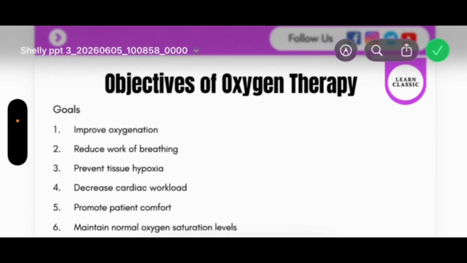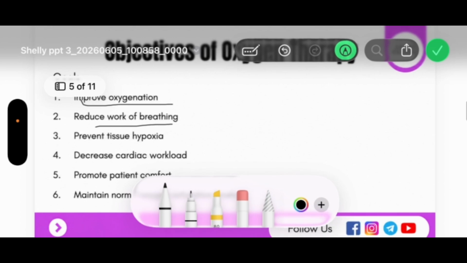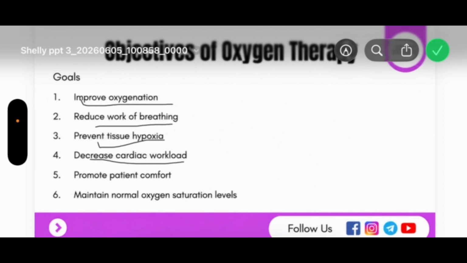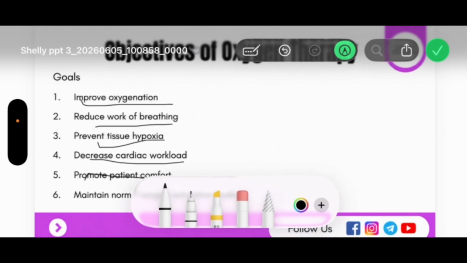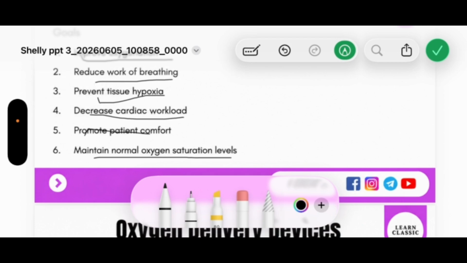Next, we will discuss the objectives of oxygen therapy. The goals are to improve oxygenation, reduce work of breathing, and prevent tissue hypoxia. If we administer oxygen, the tissue will get a proper amount of oxygen. Then decrease cardiac workload, promote patient comfort, and maintain normal oxygen saturation level, that is 90 to 100%, which is the normal saturation level.